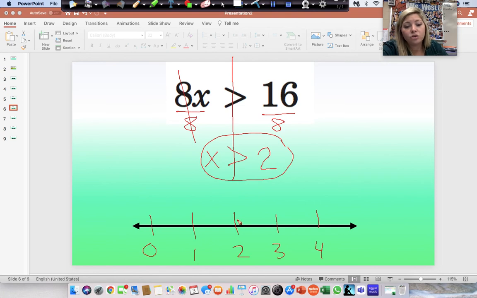We are going to circle 2, but we are not including 2 because this does not say x is equal to 2. It just says x is greater than 2. So we want to shade in the direction of all the numbers that are greater than 2. Okay, that's our answer.